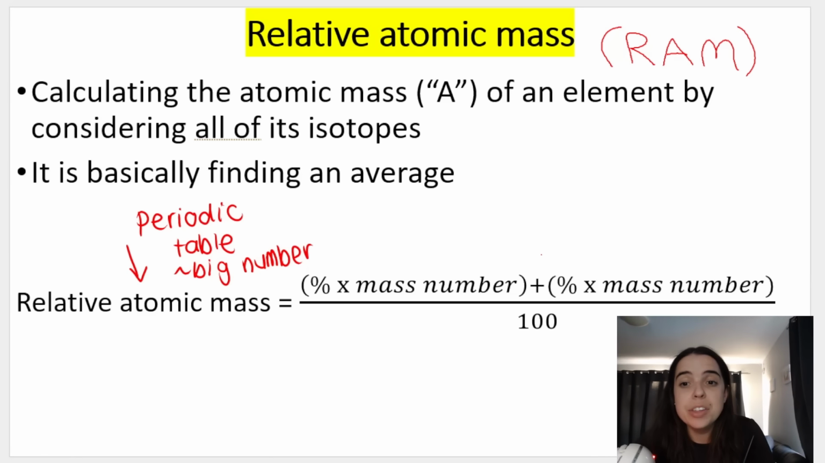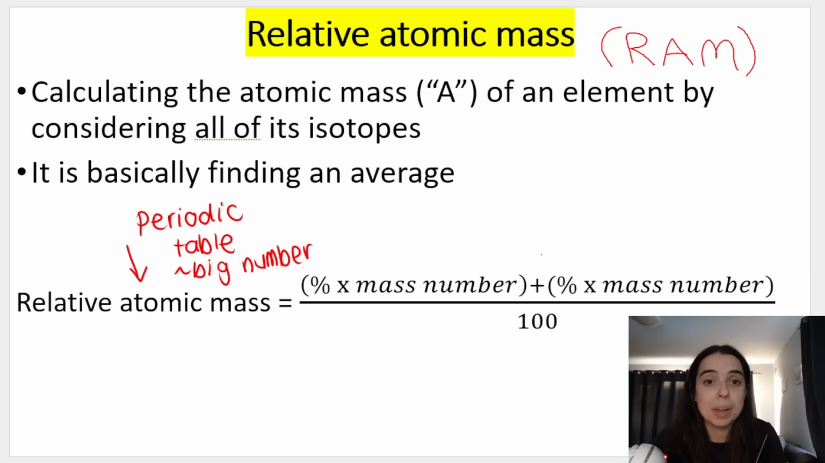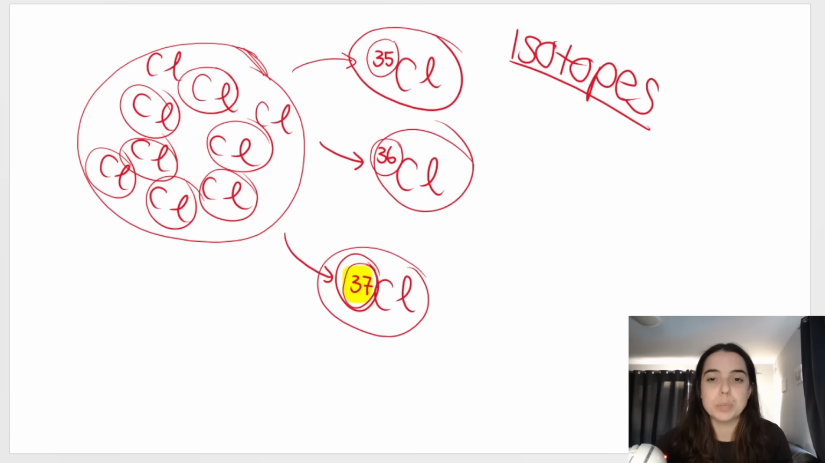As I said, this is working out the relative atomic mass, which is basically what we find on the periodic table. And basically, it's an average. However, like I said, it's not just a plain, straightforward average. What we do is we need to consider the percentage abundance. And what I mean by that is, if you can recall earlier in this video, we spoke about the different isotopes of chlorine. Some of these are more abundant than others. What that means is some of them occur more frequently than others.